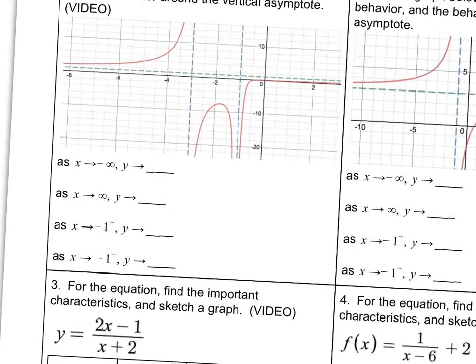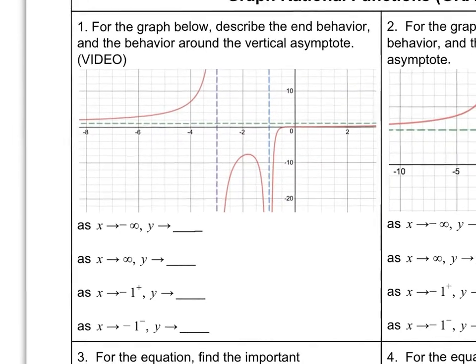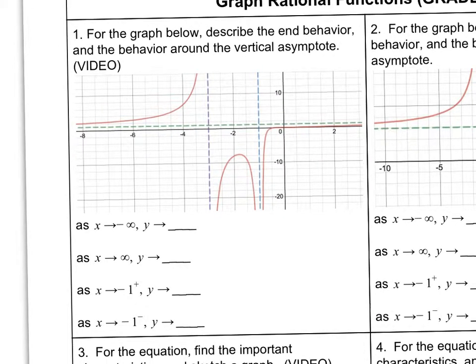We're going to start with problem number 1. We're in the world of graphing rational functions, and here we have to do some analysis of asymptotes. For the first two, we're talking about x approaches negative infinity and x approaches infinity. This is really talking about the horizontal asymptote, if there is one, or really the end behavior.